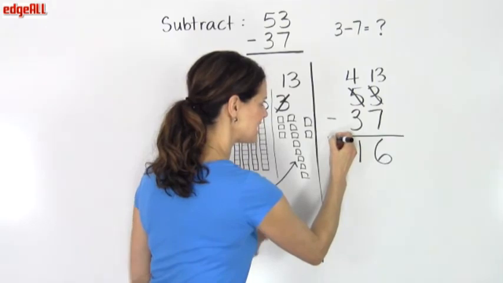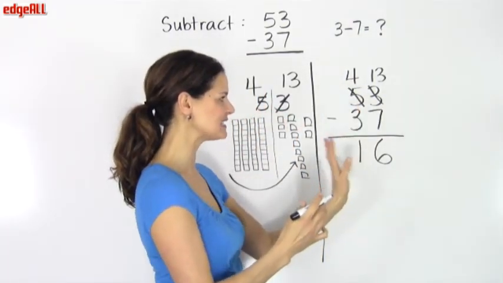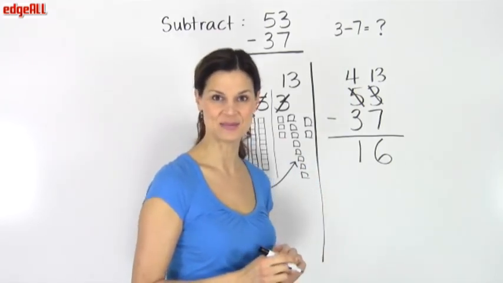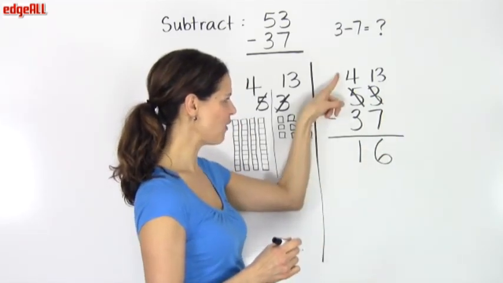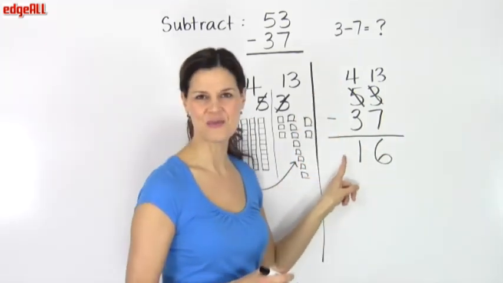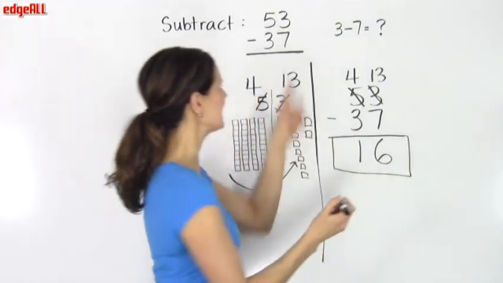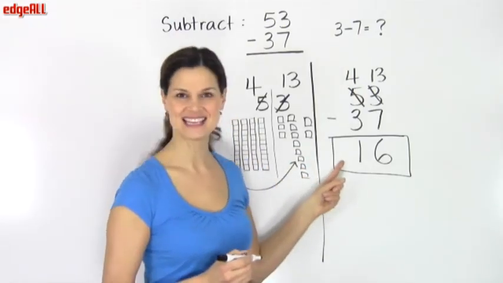And so you can see that once we've rearranged and we've borrowed from the tens place, it really becomes a very simple subtraction problem. 13 minus 7 equals 6, and 4 minus 3 equals 1. And so I now have my solution of 16. 53 minus 37 equals 16.